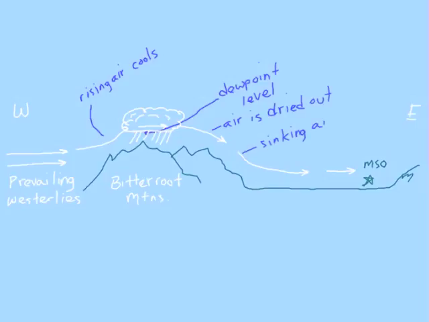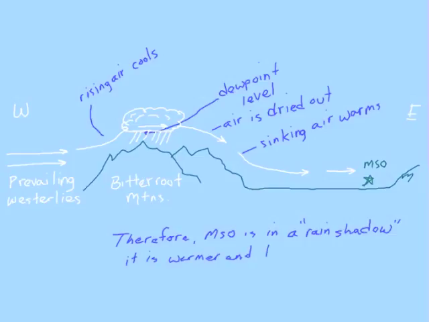And when it sinks, it warms. So Missoula gets warm, dry air from over the mountains. Therefore, Missoula is said to be in a rain shadow from the Bitterroots. And it is warmer and drier here than it would otherwise be.